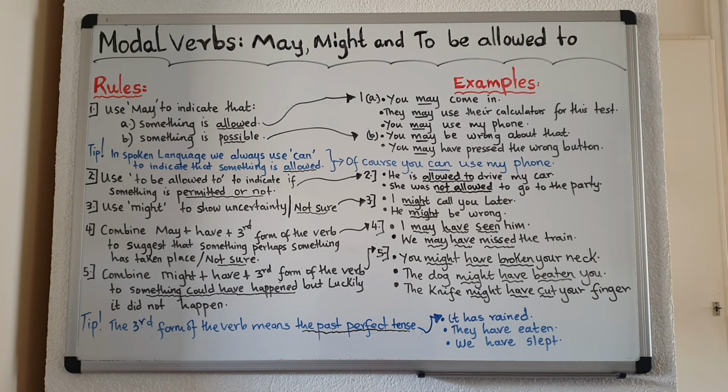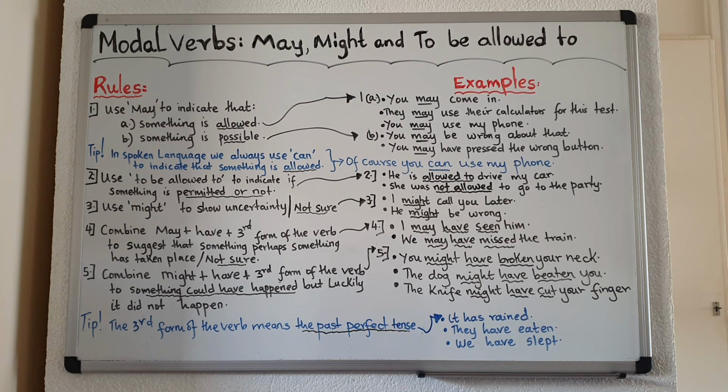It has rained. They have eaten. We have slept. So you can see the verbs at the end, rained, eaten, slept. They are verbs in the third form, and that is because we combine them with has or have. Okay? Now, let us go back to our rules.